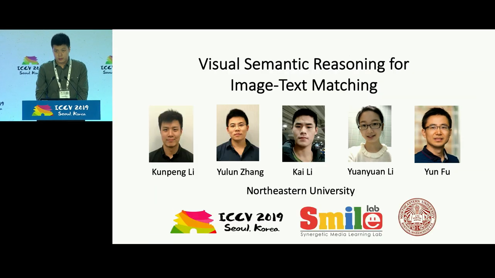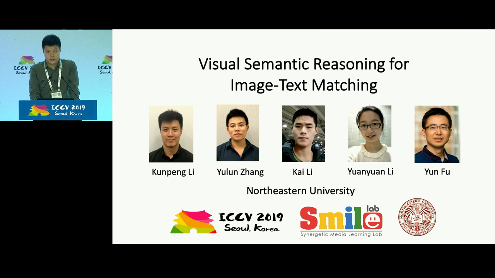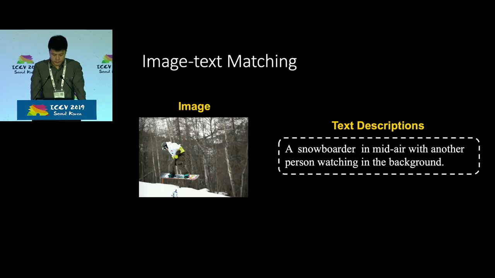Hi, everyone. I'm Kunpeng Li, a PhD student from Northeastern University in Boston. I'm happy to present our paper, Visual Semantic Reasoning for Image Text Matching. Image text matching is one of the fundamental topics bridging vision and language domains. It refers to measuring the visual semantic similarity between a sentence and an image.